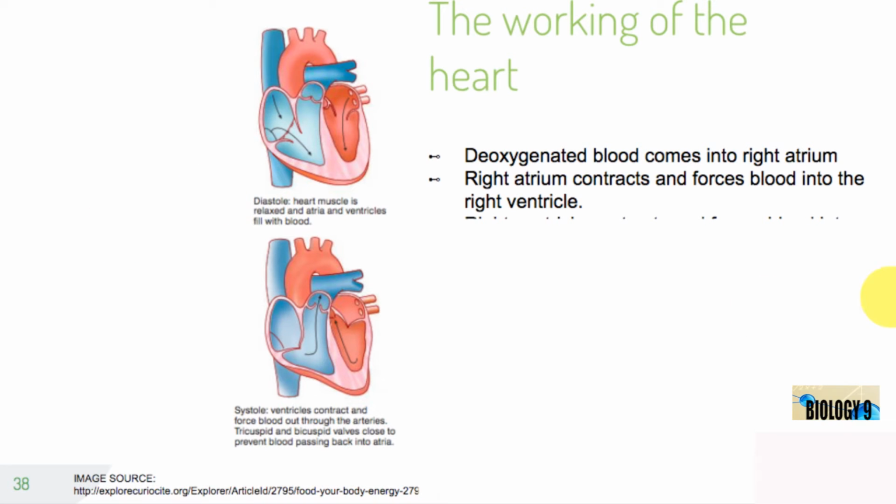So we've got here the atrium up the top. This contracts and forces the blood into the ventricle. The ventricle is down the bottom. And a nice way to remember that is just alphabetical order. A is up the top and V, ventricle, is down the bottom.